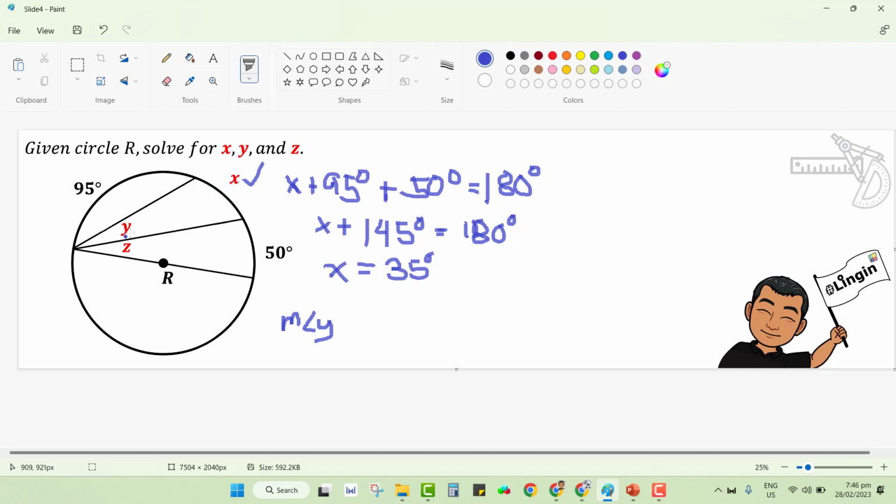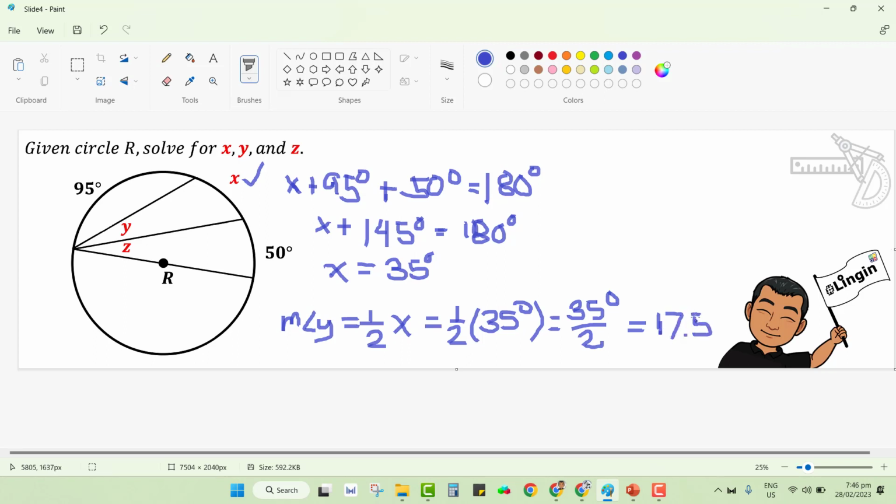Again, the measurement of angle y is equal to 1/2 the measurement of its intercepted arc, which is given as x. Since we already have the value for x, we now know that the measurement of angle y is just 1/2 of the value solved earlier, 35 degrees, which will give you a value in fraction form, 35/2 degrees, or in decimal value, 17.5 degrees.